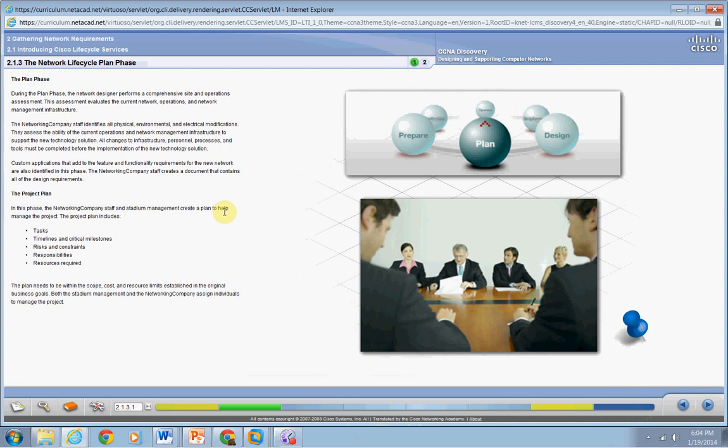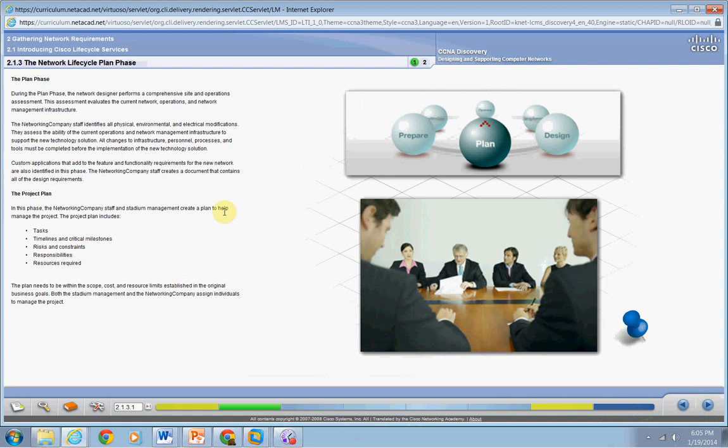This plan helps to manage the tasks and responsibilities, critical milestones, and the resource requirements to carry out the changes to the network. The project plan should align with the cost and resources that you established in your original business plan, which was in the prepare phase. That makes sense. So then you move on from there.